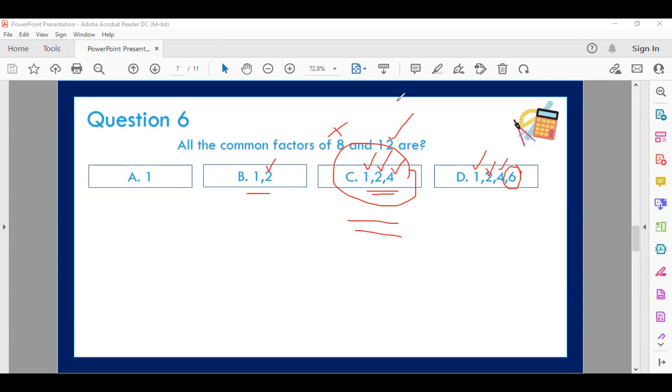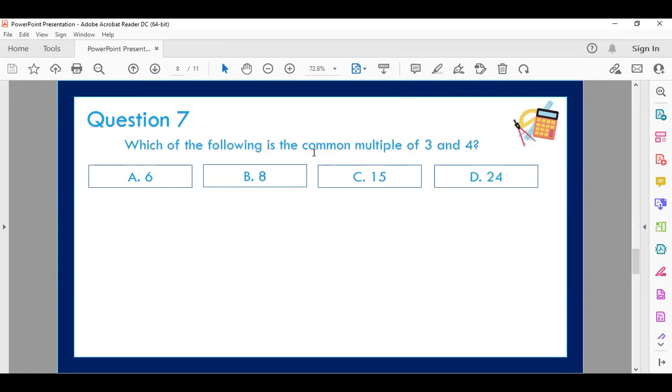Clear? Okay. Next question. Question 7. Common multiple of 3 and 4. So when you go on multiplying times table 3 and times table 4, what would be the common number there? In case you forgot, I hope not, the multiples of 3 are 3, 6, 9, 12, 15, 18, 21, 24, and so on. Multiples of 4: 4, 8, 12, 16, 20, 24, 28, and so on.